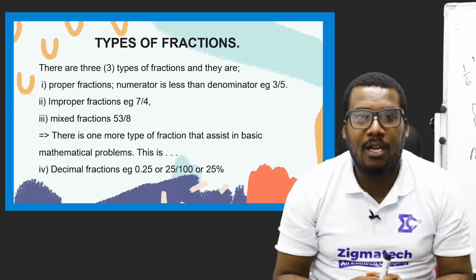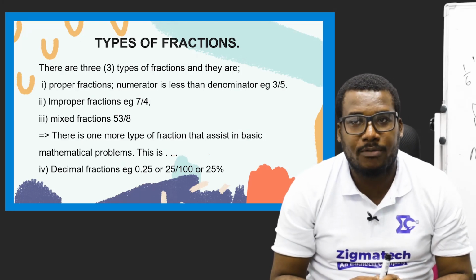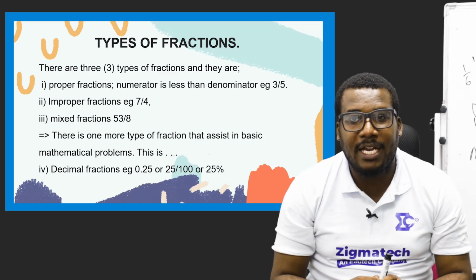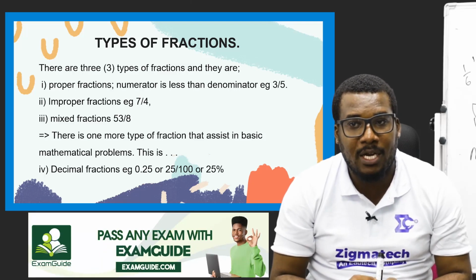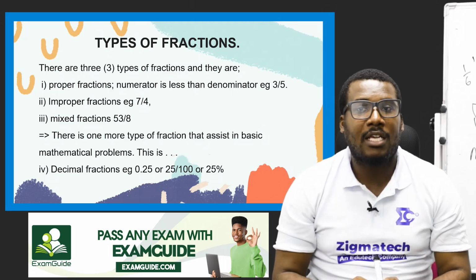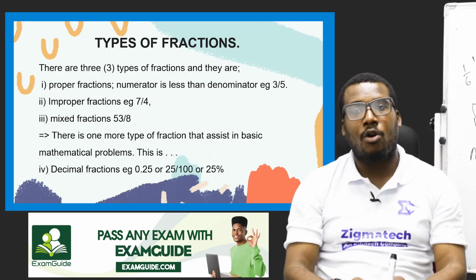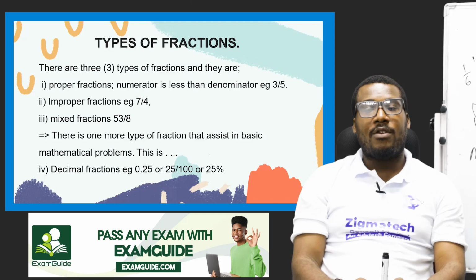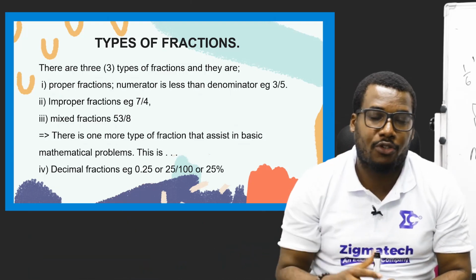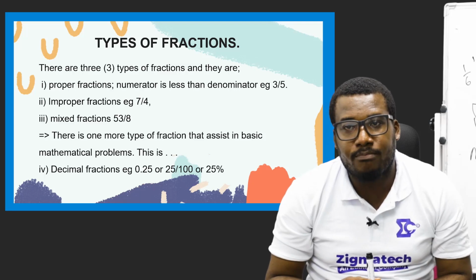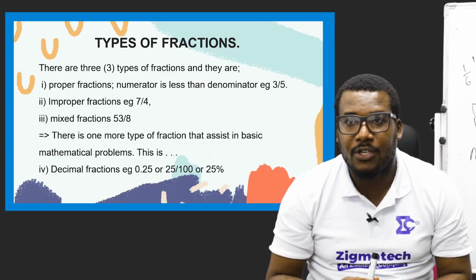Now we have 3 major types of fraction. I actually pointed out a 4th one, which is the decimal. If you look below, you see the decimal. That's the 4th one, but we do not count it that much because it is not in the structure of the basic fraction system.